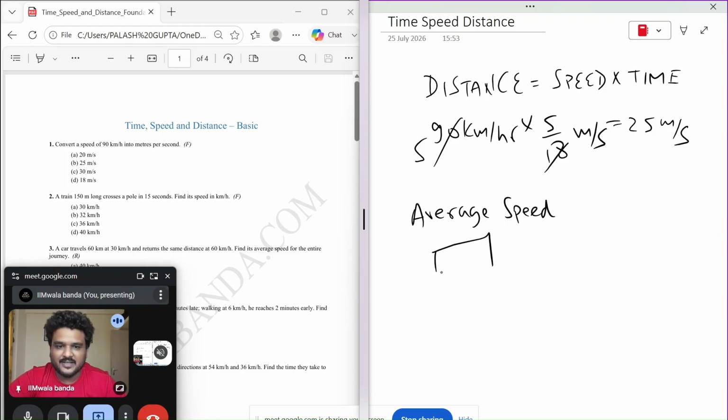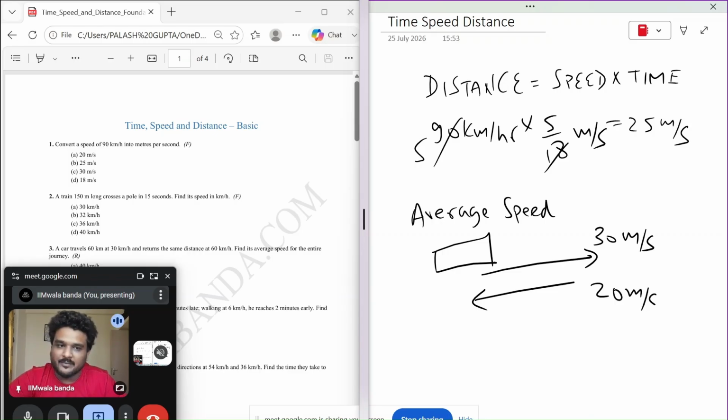For example, let's say there's a train which is going in one direction at a certain speed, let's say 30 meter per second, and while it is coming back, it has slowed down to 20 meter per second. So I need to understand what is the average speed here. And the basic idea is that if it was 30 and it is 20, our mind will automatically jump to 25 meter per second, which is correct also. So the formula is average speed, total distance upon total time.